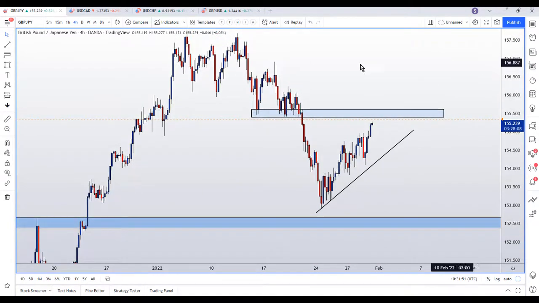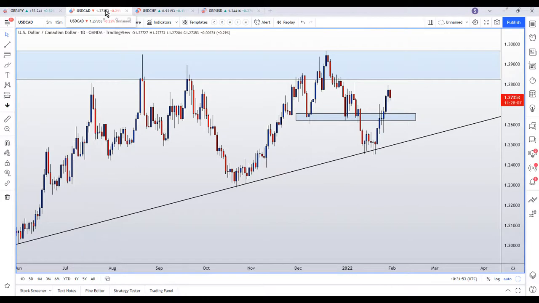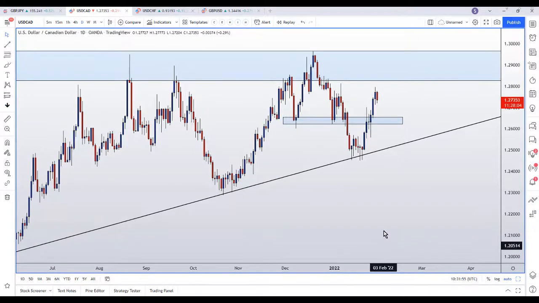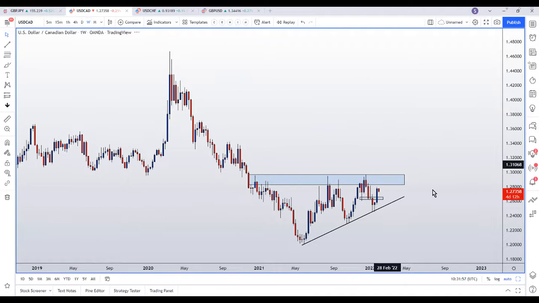Pound USD, pound yen. Also liking the look of dollar CAD. Beautiful chart, hammer candle here off support. I'm looking for this to go at least back into 129. You can see actually I've got a morning star pattern here, but that hammer candle was a beautiful one to place a buy stop above.